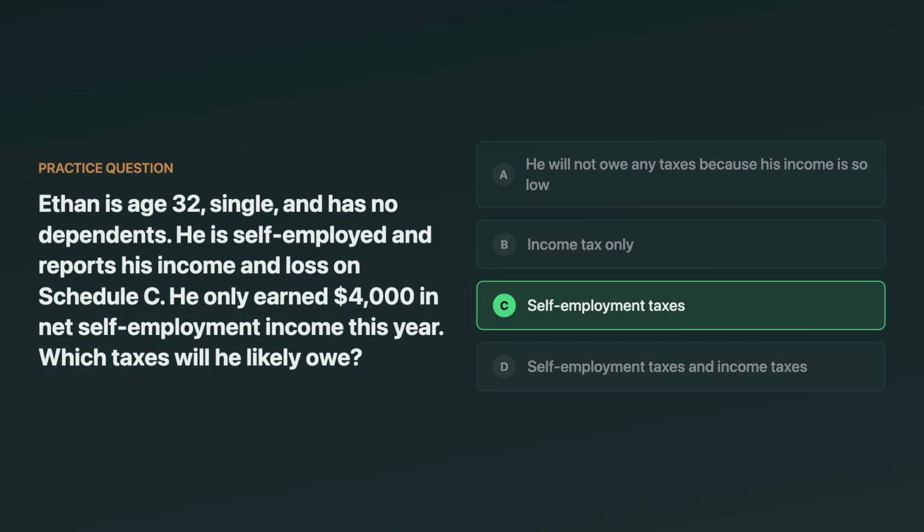The correct answer is self-employment taxes. Net earnings from self-employment of $400 or more generally triggers SE tax, even if regular income tax ends up being zero after the standard deduction. The tempting wrong choice is both, but at $4,000, he may owe no income tax while still owing SE tax.